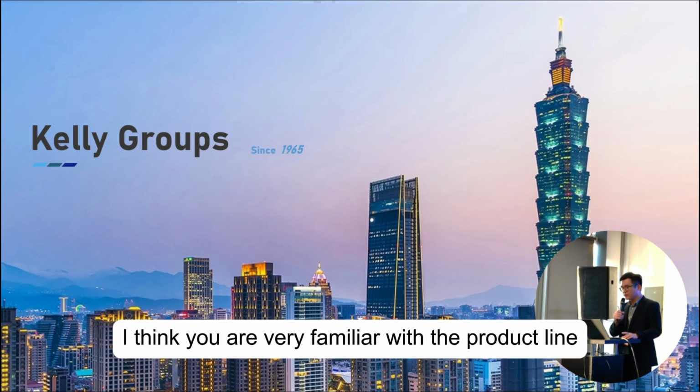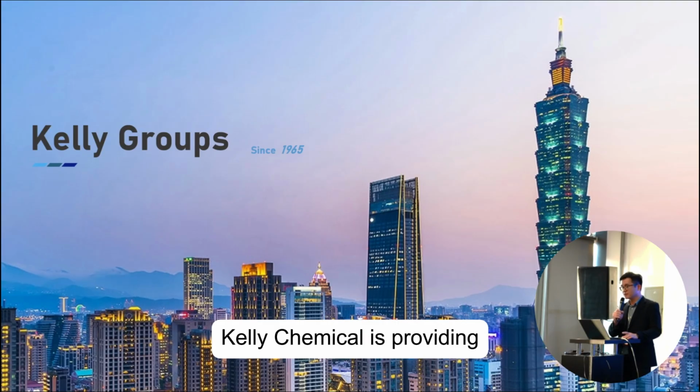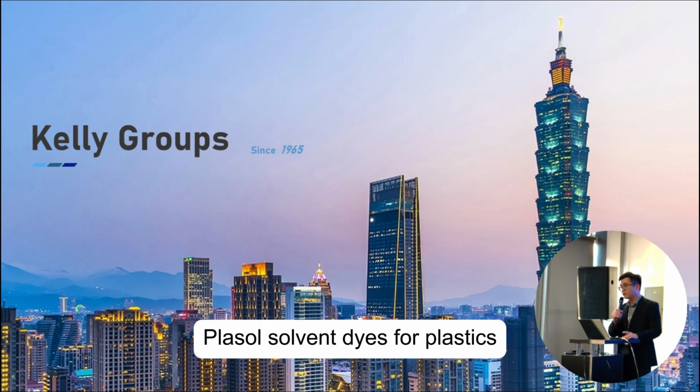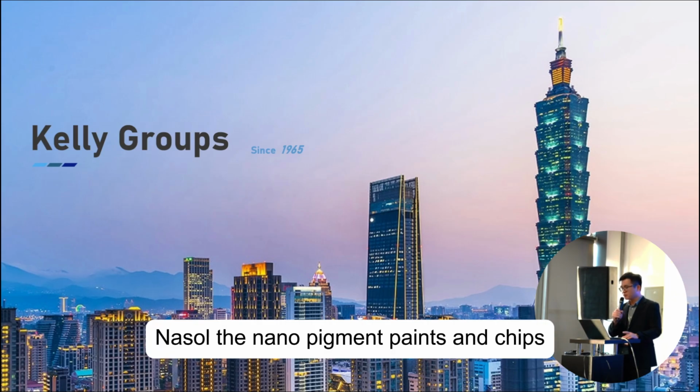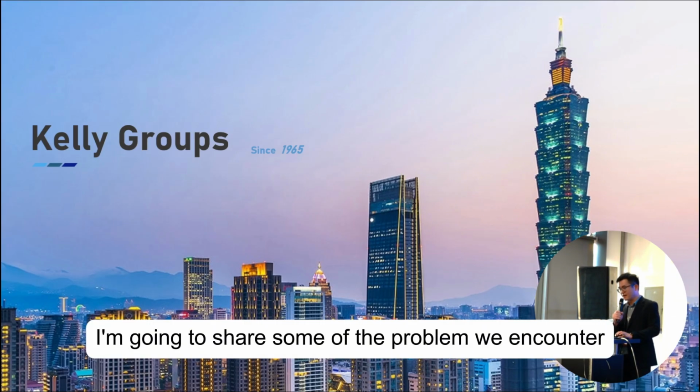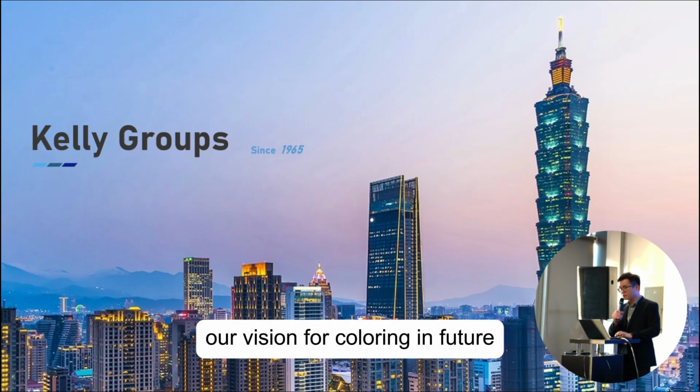I think you are very familiar with the product line Kelly Chemical is providing. We have Organon, the metal complex dye, Plazo, the solvent dye for plastic, and also Naso, the nano pigment paints and chips, and finally the chromic, our color changing pigment. I'm going to share some of the problems we encounter, and our vision for colorants in the future.